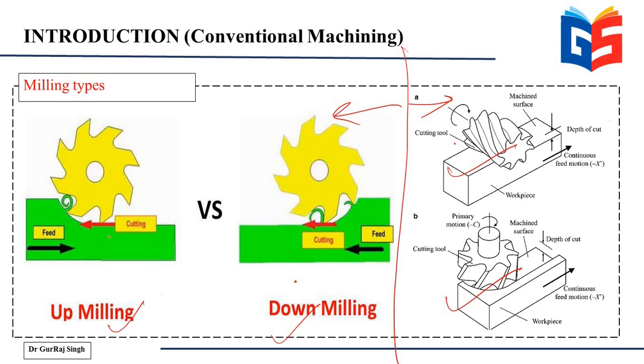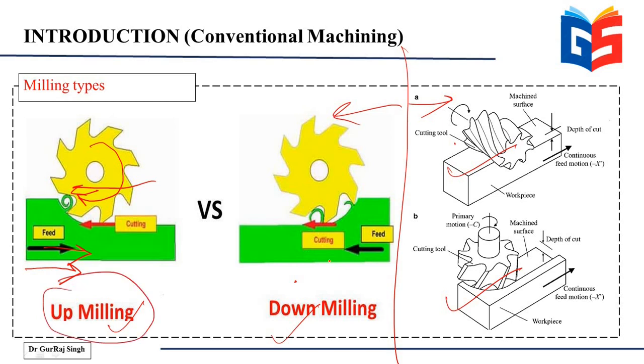Now you can easily see here that in case of up milling, your workpiece feed is in the opposite direction to the direction of cutting of the cutting tool. So you see the cutting tool is rotating like this, and the workpiece is moving in the opposite direction. So you can see your tool is moving uphill, so you call it up milling.